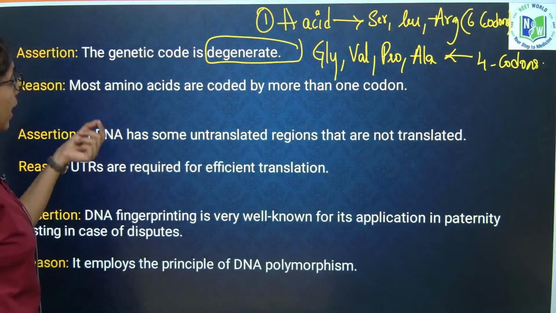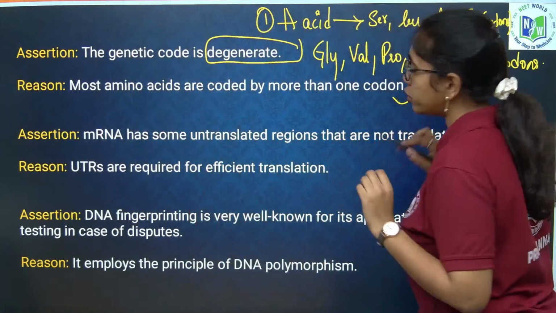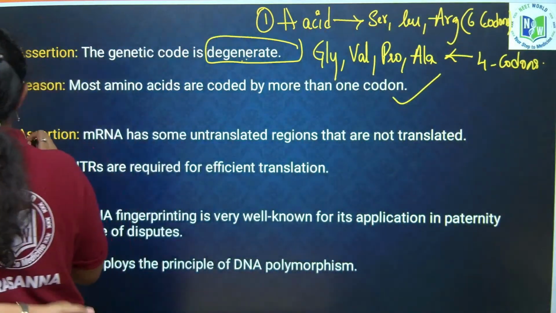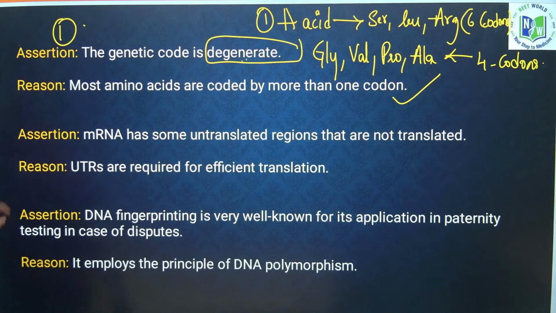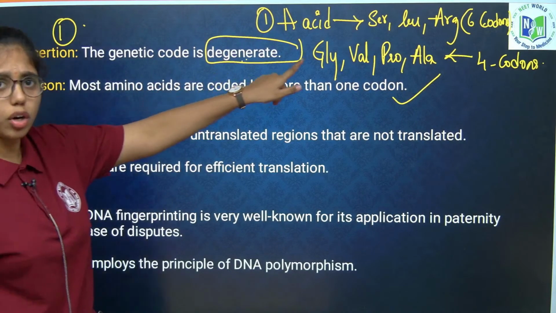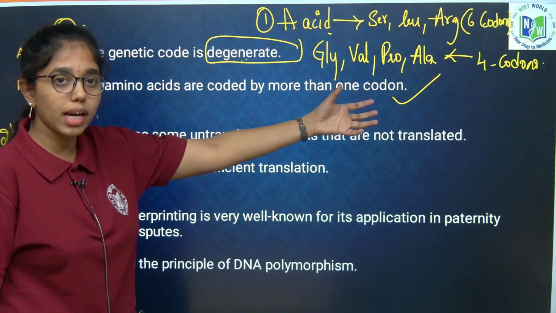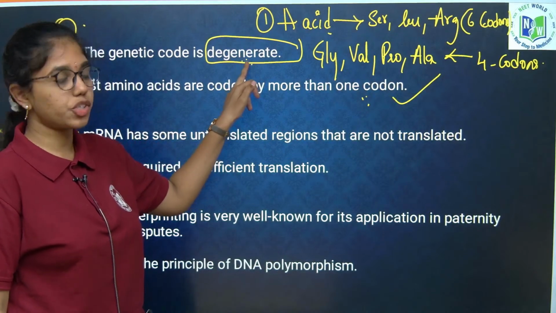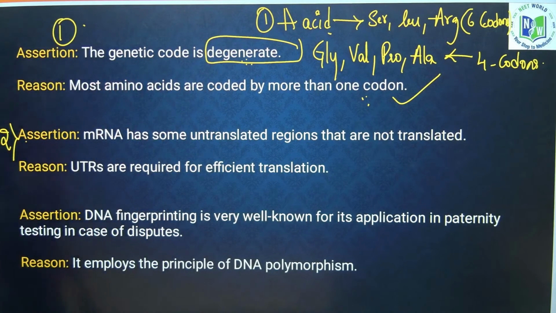Reason: most amino acids are coded by more than 1 codon. The reason is also true, and this is explaining the meaning of degenerate. So now you tell me what option we have to choose. Of course option 1, right? Clear with the degenerate codon? One amino acid is coded by more than 1 codon, and most of the amino acids are coded by more than 1 codon, which explains the assertion that the genetic code is degenerate. Clear with question 1? Now question 2.